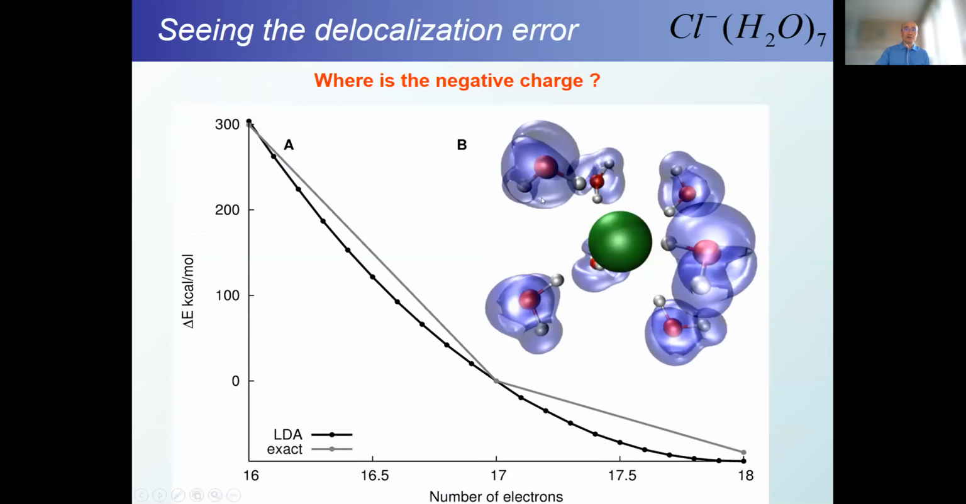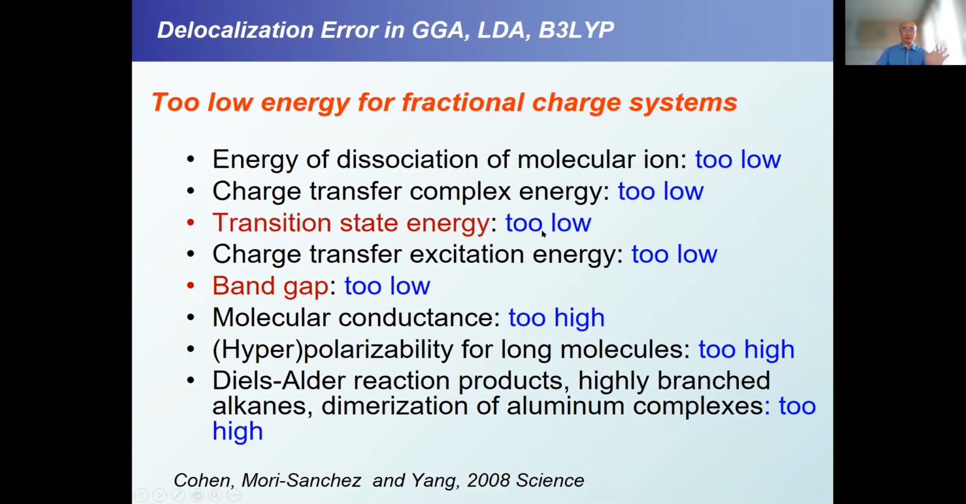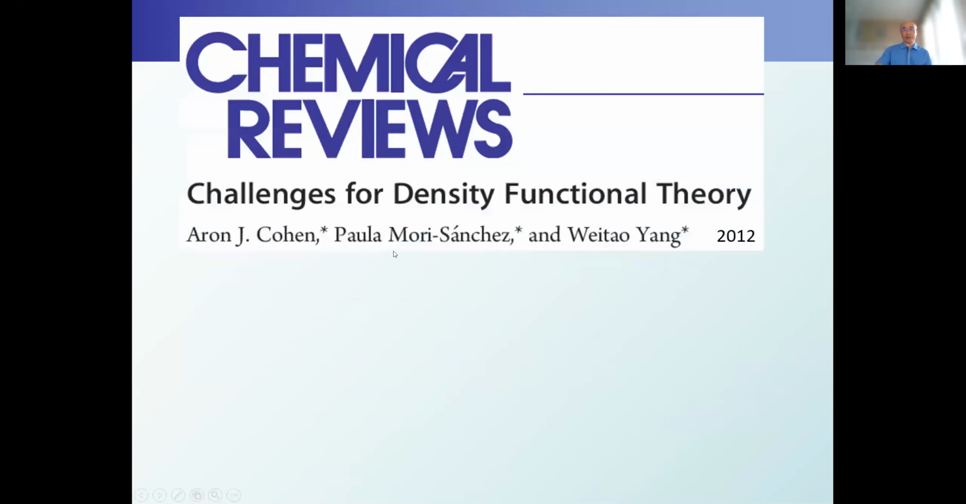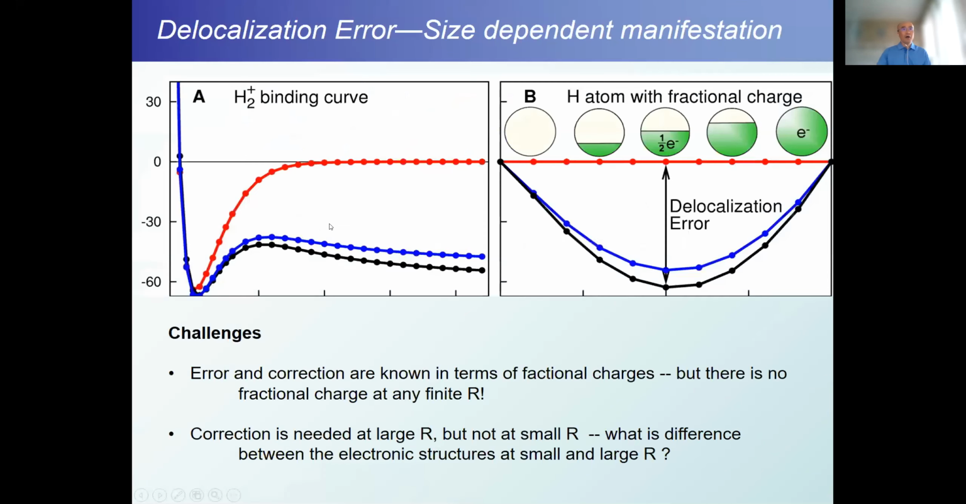You can also see the charge distribution if you calculate chloride in water, and you see that the negative charge spreads everywhere except on the chlorine atom, because spreading a tiny fraction to different water molecules lowers the total energy. So all this big long list is because of this fractional charge error, a systematic error in functionals. Okay, so we have summarized our understanding in this review, in Chemical Reviews. Then we wanted to use the knowledge to correct, of course. That's the ultimate goal, to get better functionals.